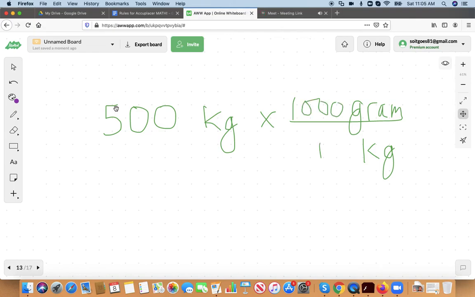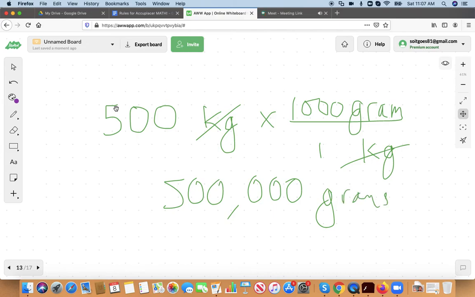Well, now you see the operation, right? Kilograms cancel out. It's just 500 times 1,000. Get that many grams. I guess that's 500,000 grams. Yeah, it's 500,000. There you go. That's a lot of grams. Does that make sense? Yes, sir. Okay, good.